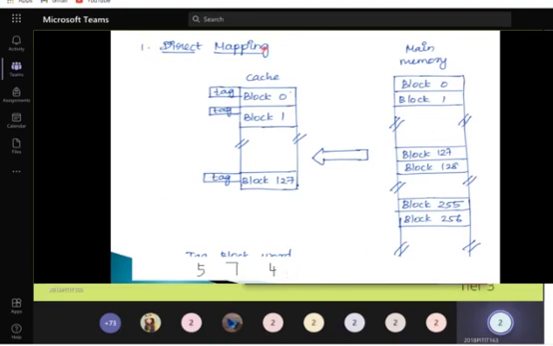So this is present in direct mapping. Directly, the first 127 blocks will come, and after fetching, the next 127, and so on. So directly the data will be fetched from here to here. That is the meaning of direct mapping.